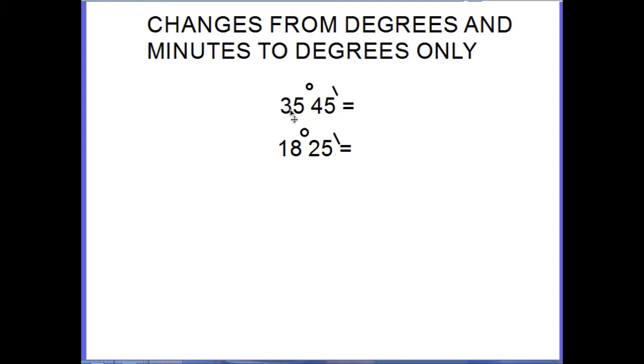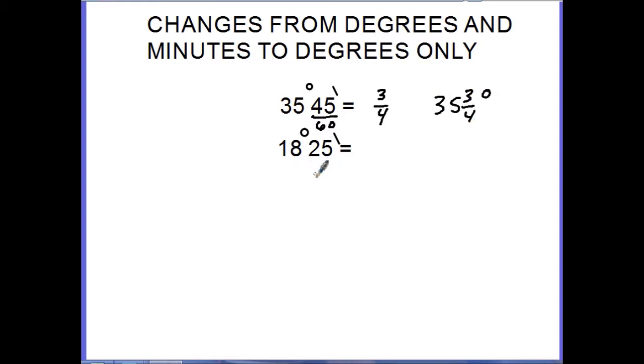So here we go. We have 35 degrees, 45 minutes. Now we have to think, how do we turn that back into a fraction? Well, to turn it into minutes, we had to multiply by 60. In order to go backwards with it, we're going to divide by 60 and reduce our fraction. 45 divided by 60 is going to end up giving us 3/4. 35 3/4 degrees. You try that next one.